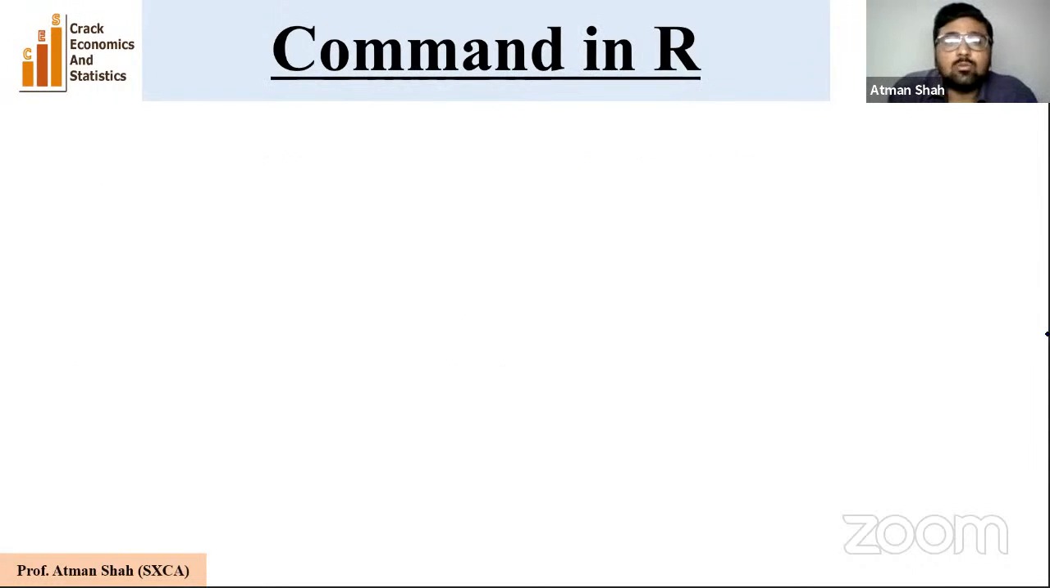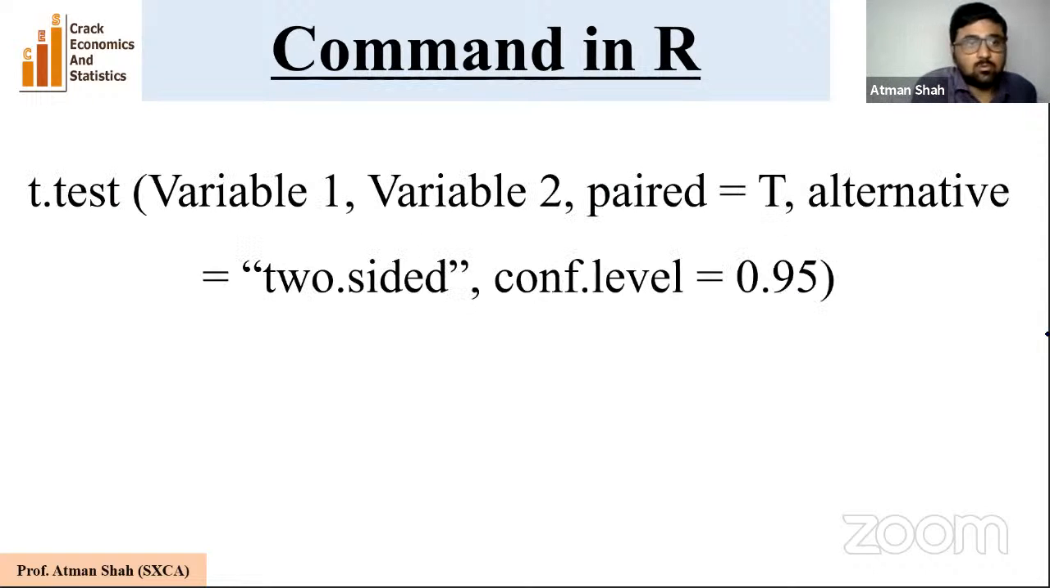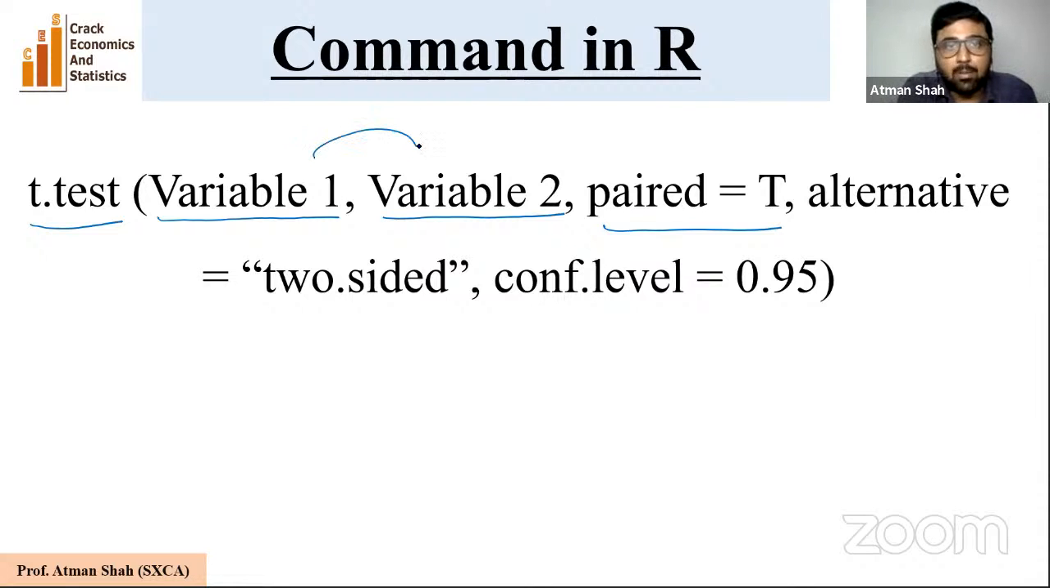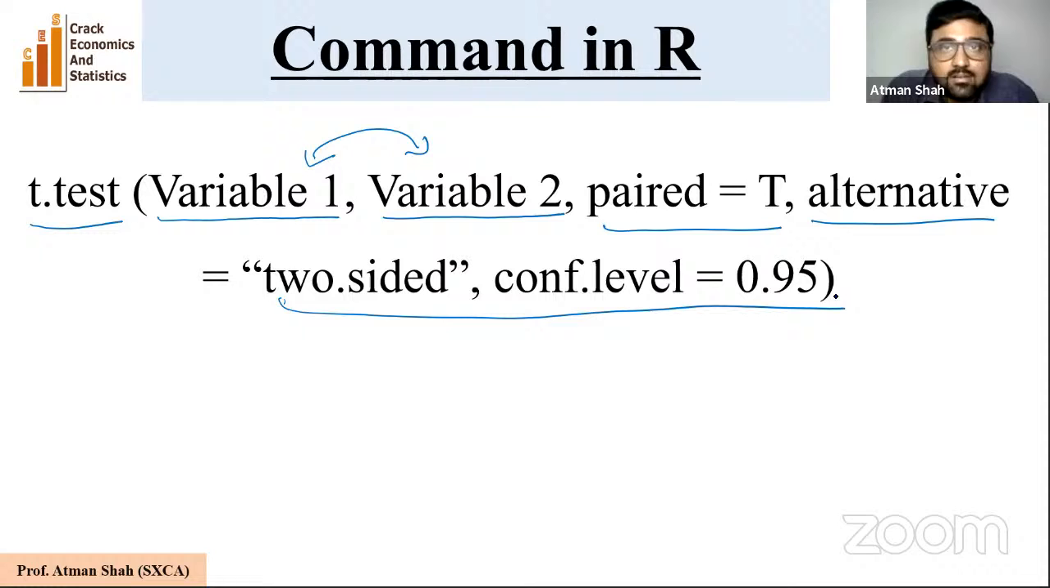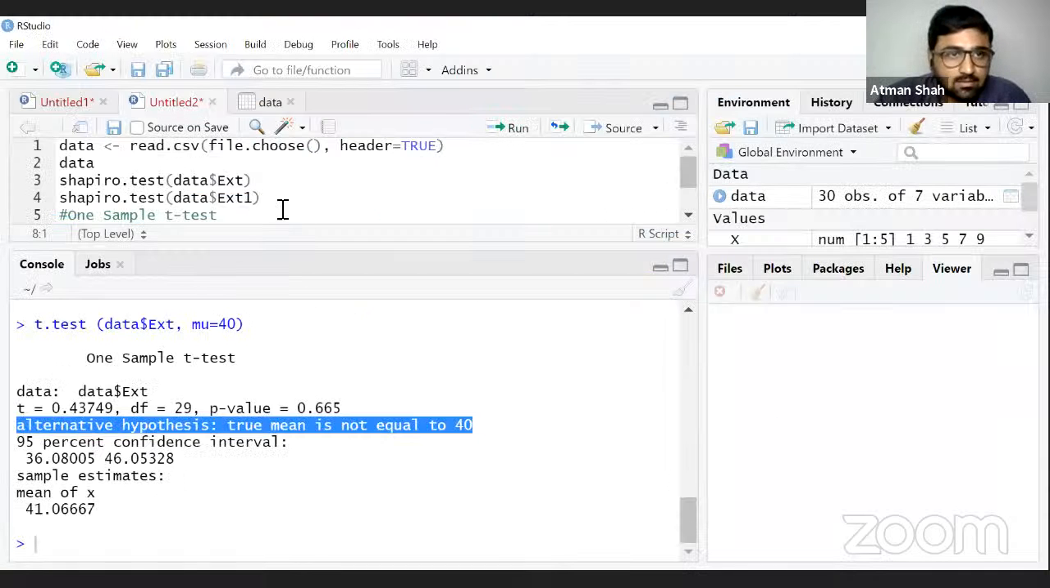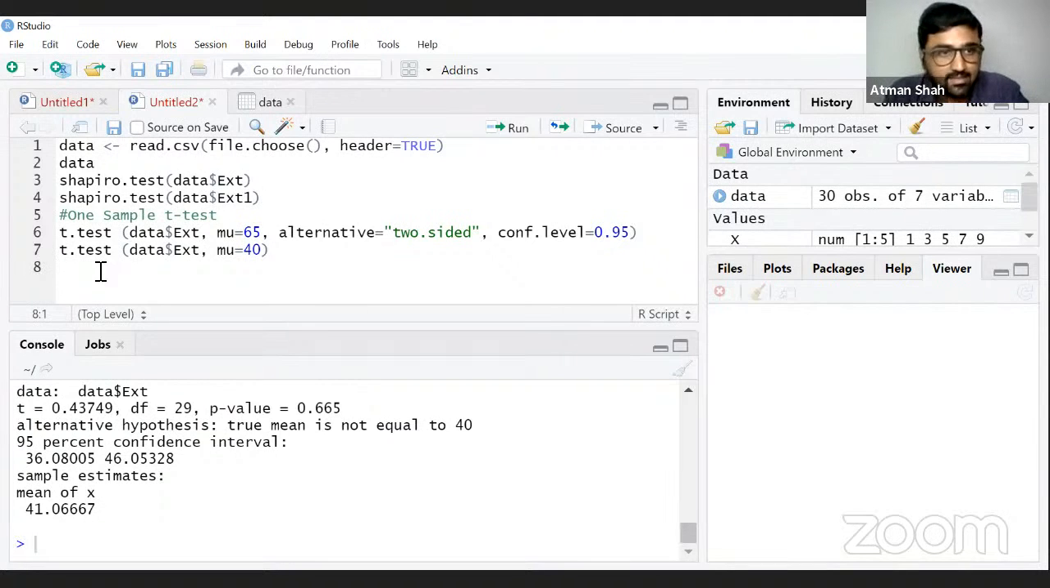Now, what is the command to perform paired t-test in R? So again, the t.test command is used. First, we write variable 1 or group 1. Second, we write variable 2, that is group 2. Paired is equal to T, that shows that these two variables are paired with each other. Alternative is equal to two.sided. conf.level is equal to 0.95. So again, these two are default selections. There is no need to write these two if you do not want to change them. So this is the command that we are going to use when we want to perform the paired t-test in RStudio. So let me share my RStudio screen. So now we are going to discuss paired t-test.